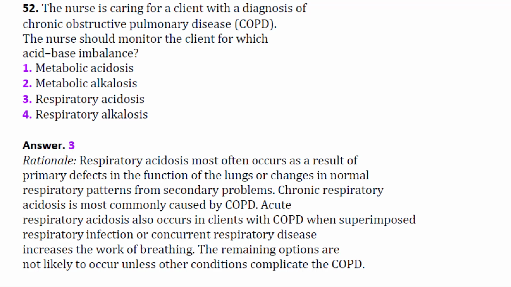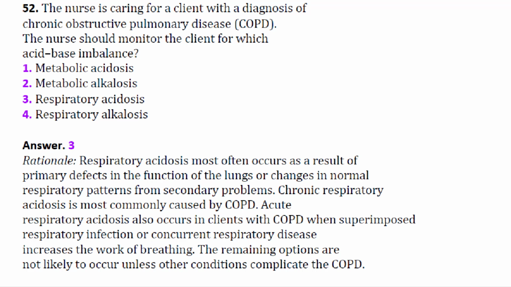1. Metabolic acidosis. 2. Metabolic alkalosis. 3. Respiratory acidosis. 4. Respiratory alkalosis. Answer. 3. Rationale. Respiratory acidosis most often occurs as a result of primary defects in the function of the lungs or changes in normal respiratory patterns from secondary problems. Chronic respiratory acidosis is most commonly caused by COPD.